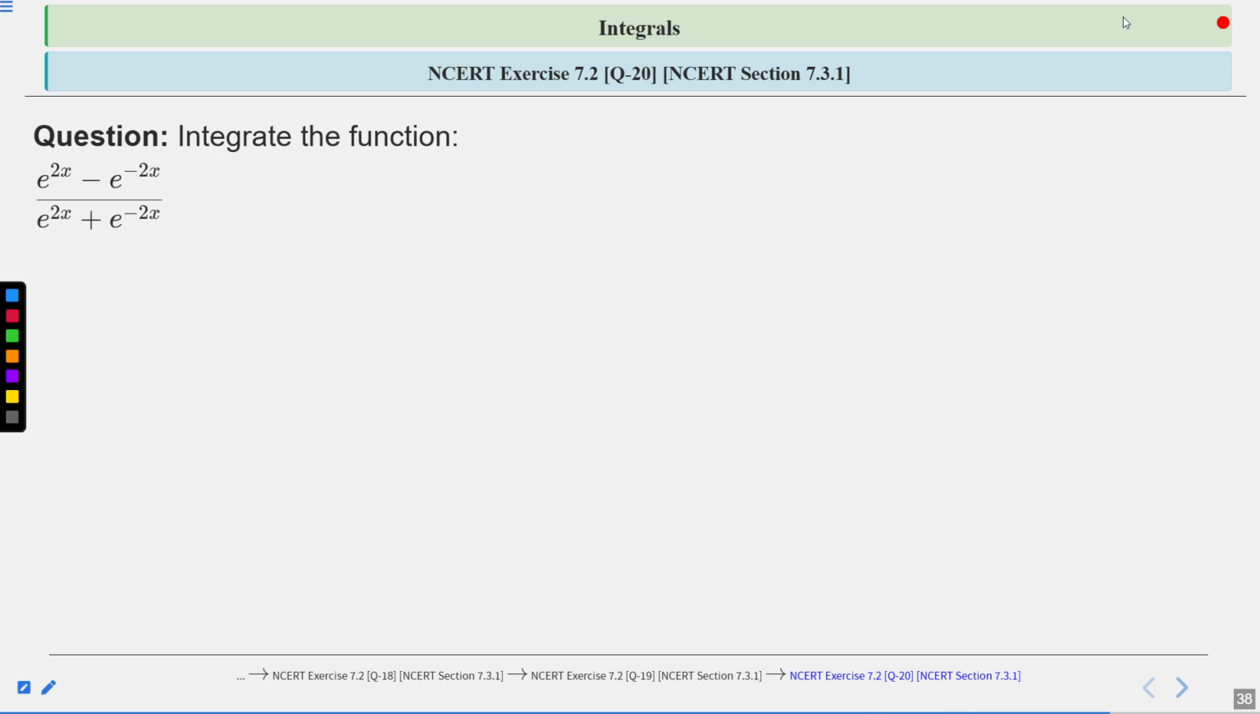The question is basically we need to integrate the function, and the function is given by e to the power 2x minus e to the power minus 2x upon e to the power 2x plus e to the power minus 2x, okay?